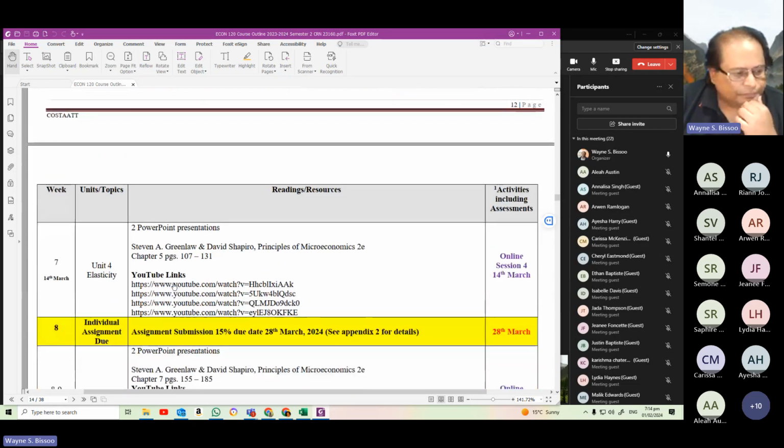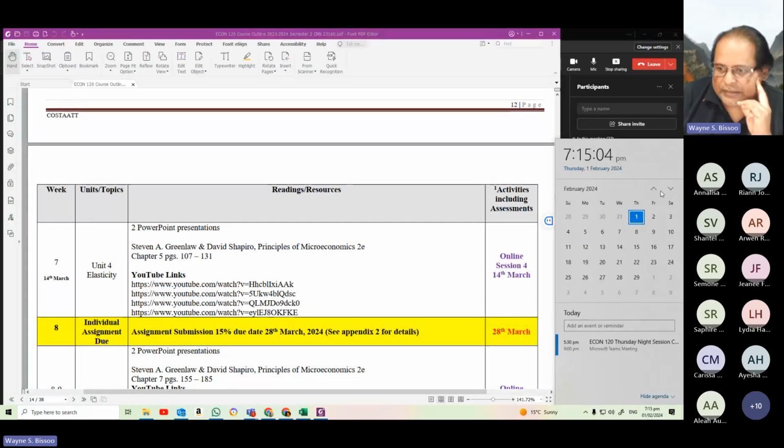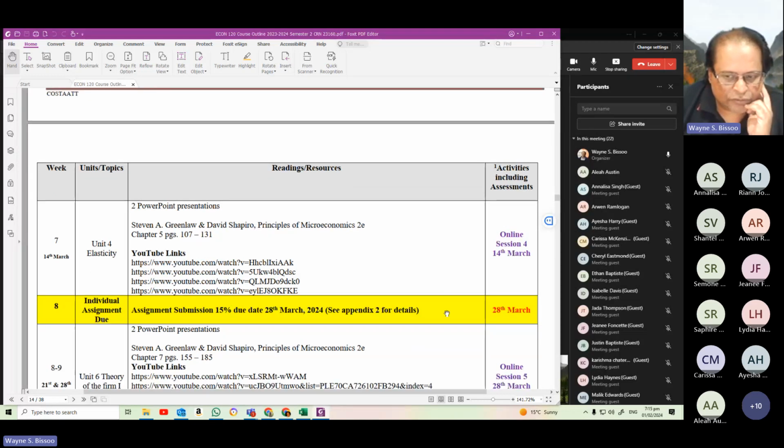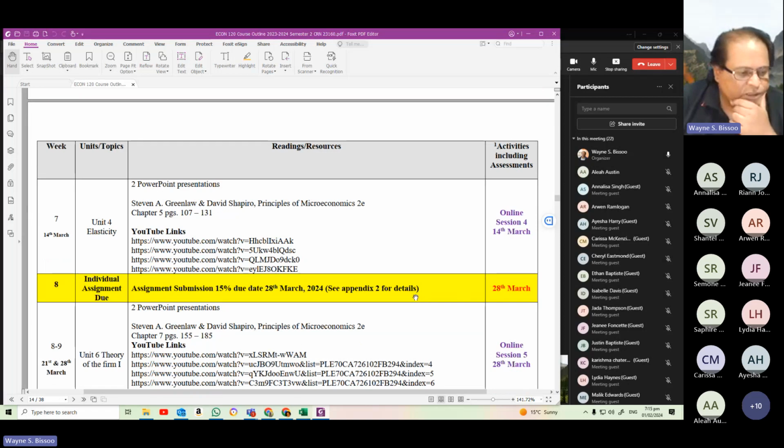Then we have the following week, the 14th of March. This is where you should be tackling the unit on elasticity. I'm planning a session, but that session need not take place because we could probably postpone it to the 28th instead, when the individual assignments are due. But I think I prefer to meet with you all the week before, just to check and see how things are going for your final submissions of your individual assignments, on the following week of the 28th of March.